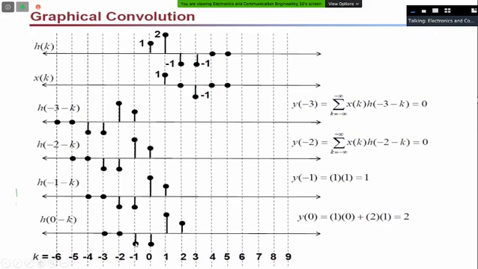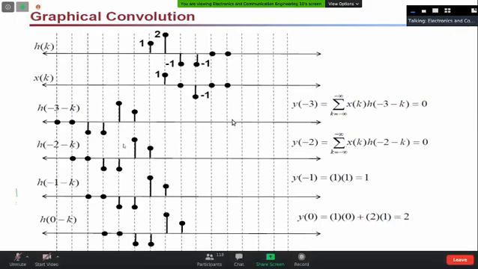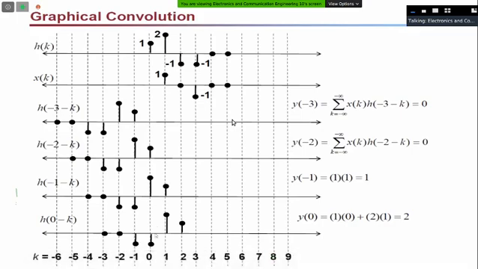This -1 is there after the flip operation is done, right? -1 will be multiplied with 0, so it is 0. This -1 will also be multiplied with this 0, again it is 0. This 1 will be multiplied with this 2, and this 0 will be multiplied with this one. This is the calculation of y[0]. If we are calculating y[0], that means for n equal to 0, 1 will be multiplied with 0 and 2 will be multiplied with 1. The output will be 2 for y[0].